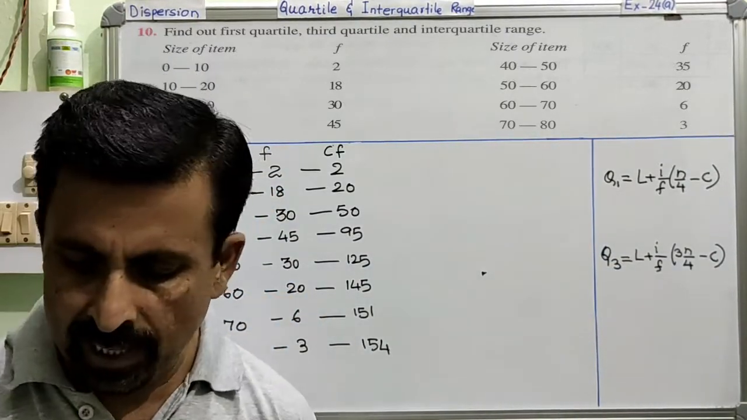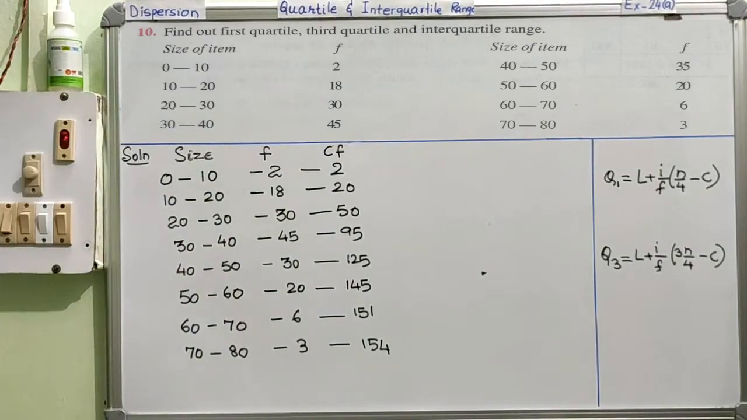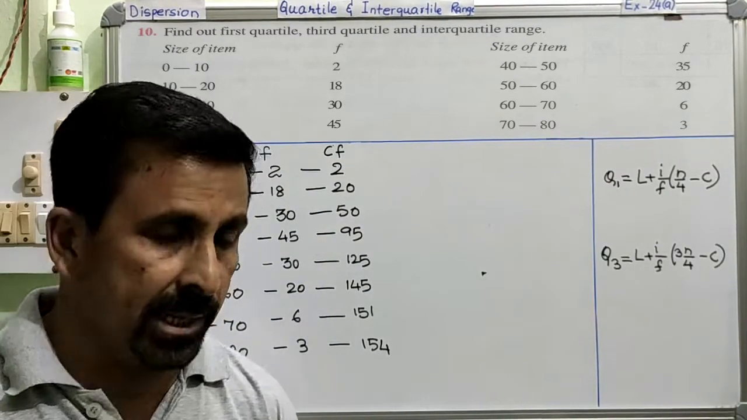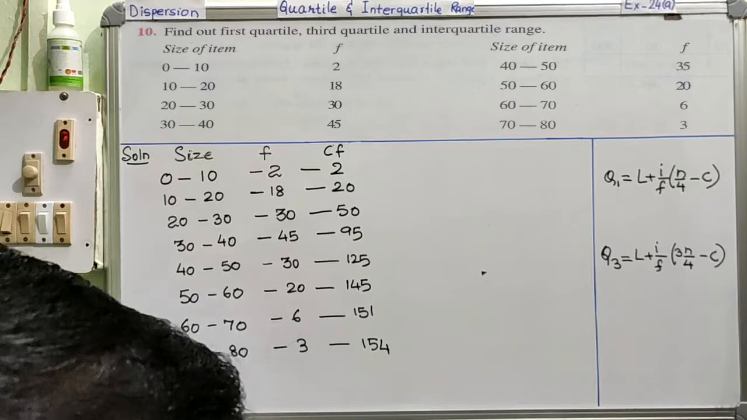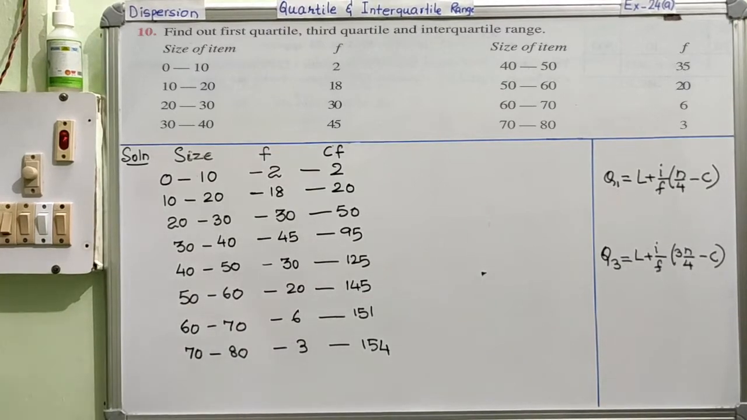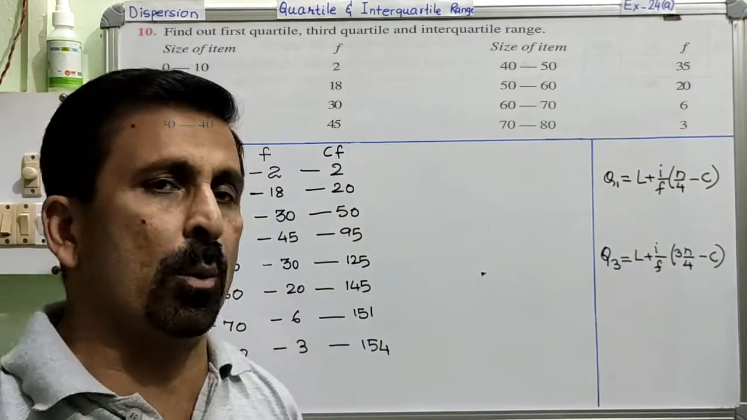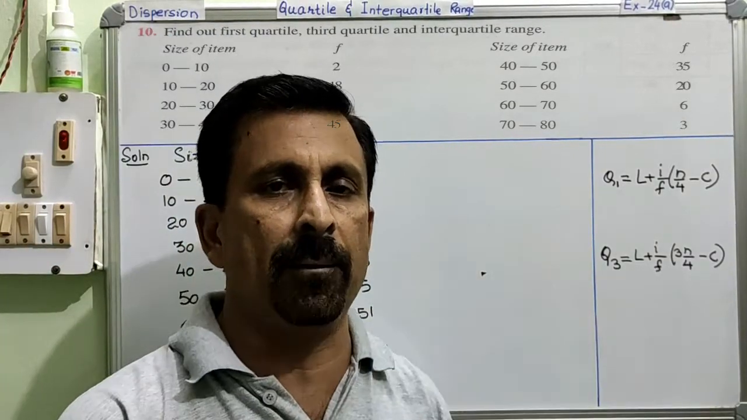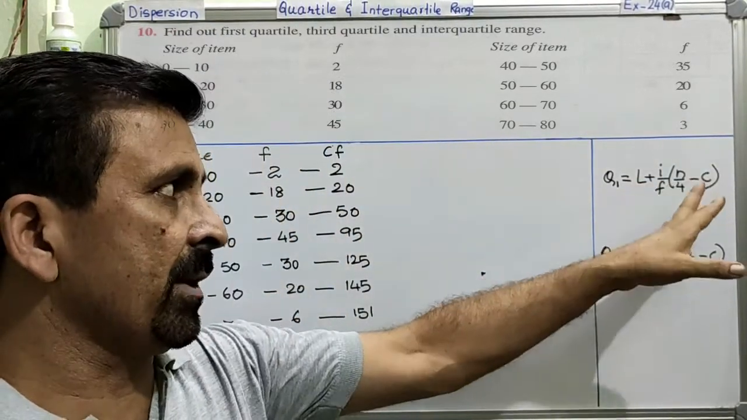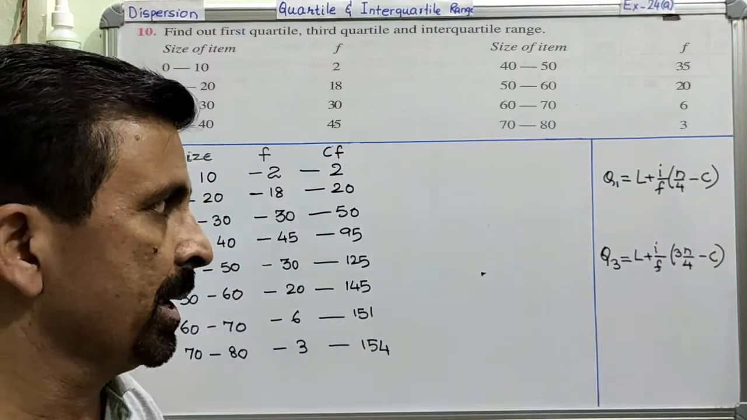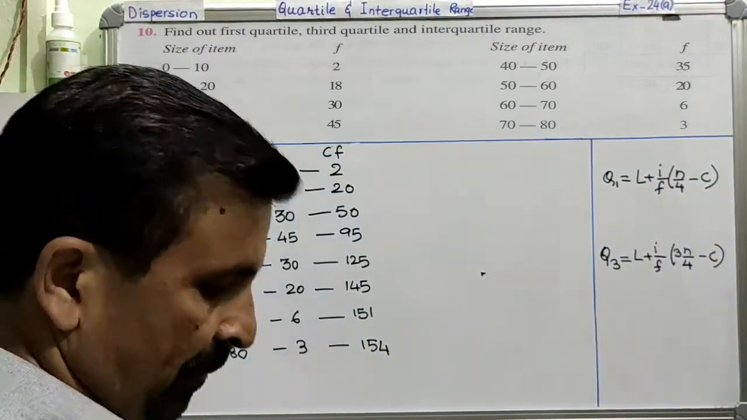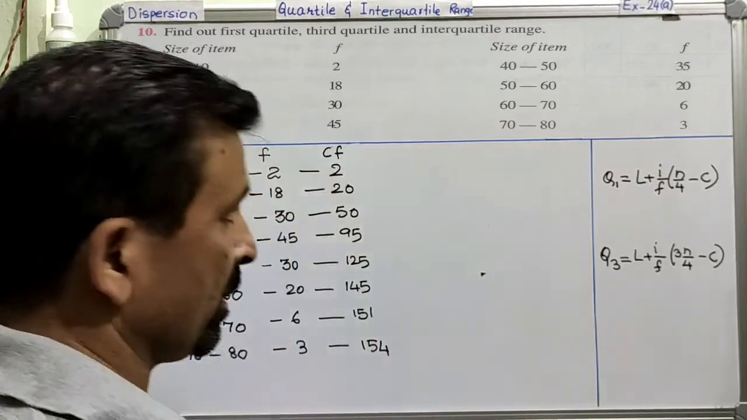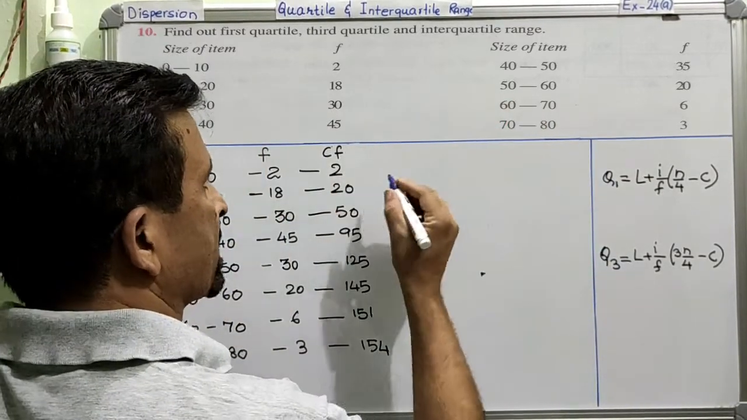And 3 times n over 4 will give you the position for Q3, right? In the previous two types, we have seen the formula for calculating the position for Q1 and Q3 was different. The formula was n plus 1 divided by 4. But here we are straightaway dividing n by 4. Clear? So first of all, the important thing is to calculate the value of n over 4. Only then we will start processing everything.